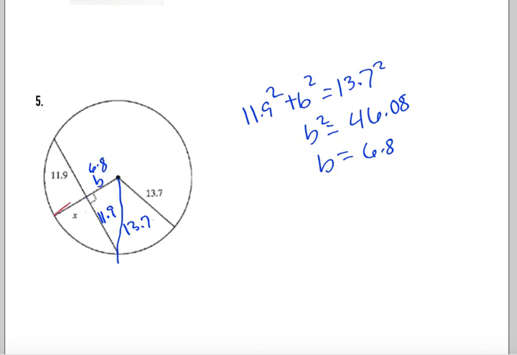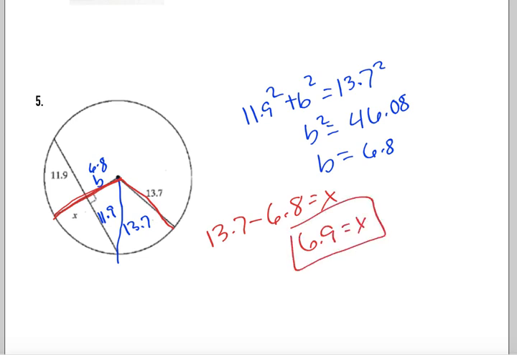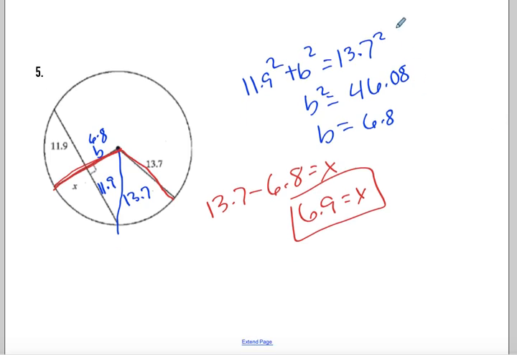But this entire segment, because we want to find x, which is a piece of this segment, this entire segment is a radius, which we know is 13.7. So what we're going to do is 13.7 minus 6.8 to get the value of x, and that's going to be 6.9. And that's all the chord type problems that you're going to see.